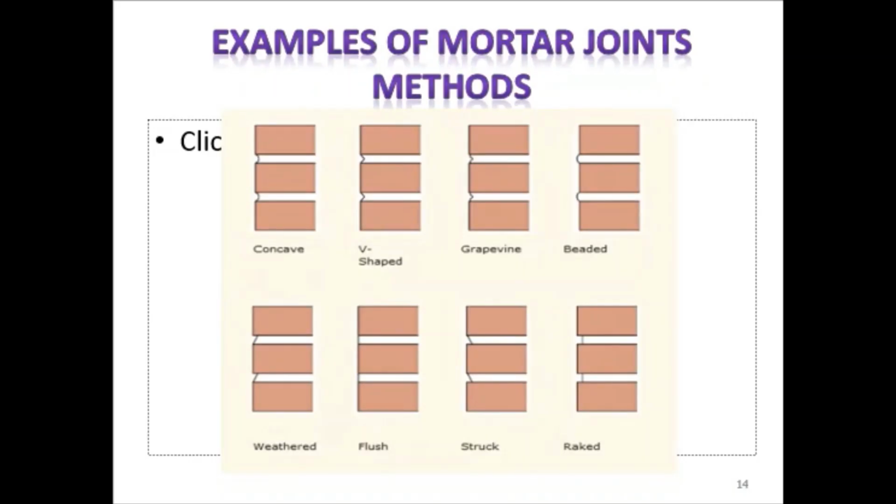For the mortar joints, there are different types that you can choose, and it's important to specify the types of mortar joints. If you notice in the SMM7, they will ask about what joint of the brick. One is concave, it can be V-shaped, grapevine, beaded, weathered, so many kinds of mortar joint, and each has a different purpose, but normally it is to avoid any water retaining on the joints.